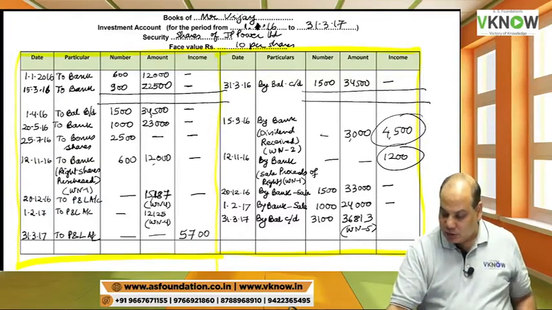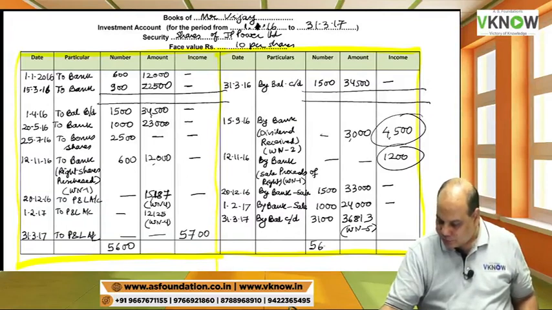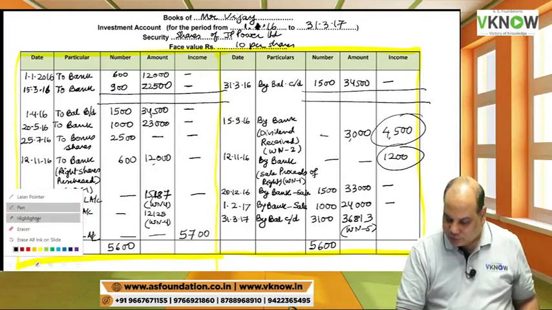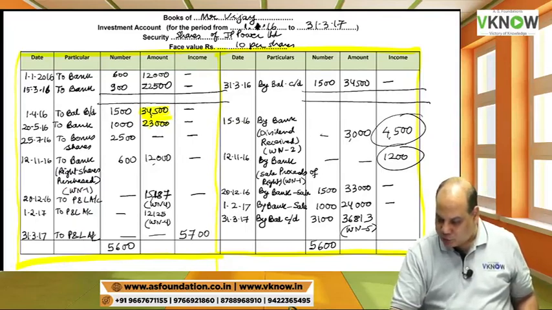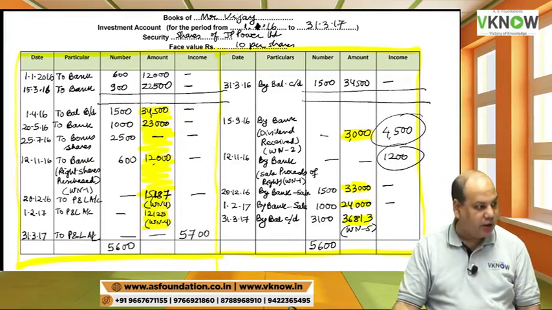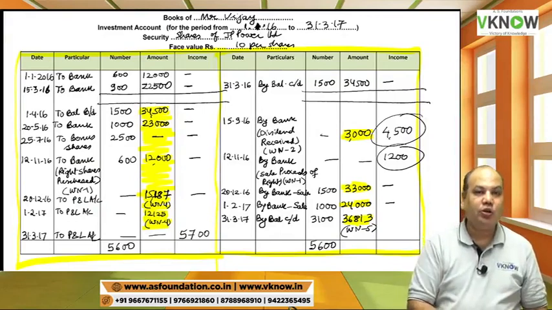Just tell me the total of all these columns. Number column 5600, is it tallying? Most importantly, please tally the amount column. Take your calculator and add these numbers. Amount column total on the debit side, anyone?